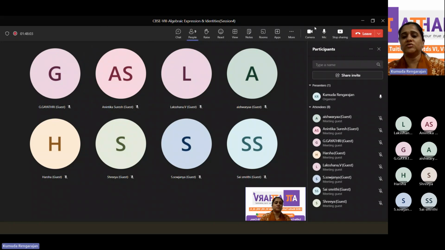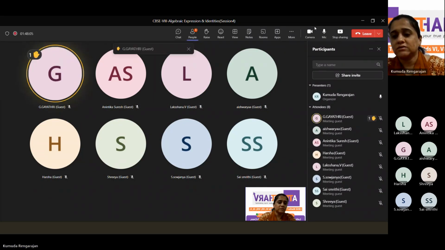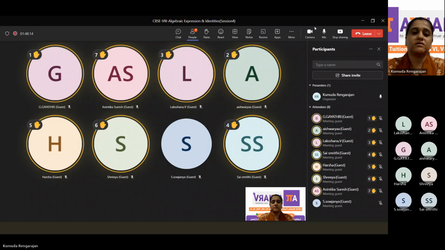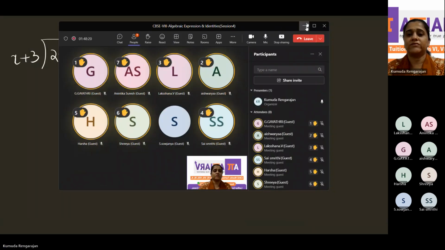Yeah, now online students, use the emoji, raise your hand. Gayatri, Aishwarya, Lakshana, Sai Smriti, Harsha, Shriya, Anantika. Okay. Thank you, children. Very good.